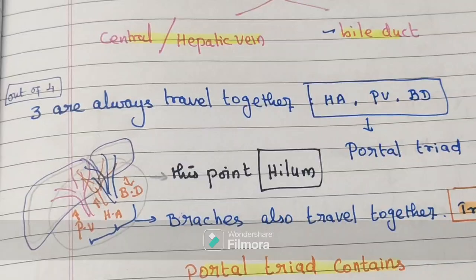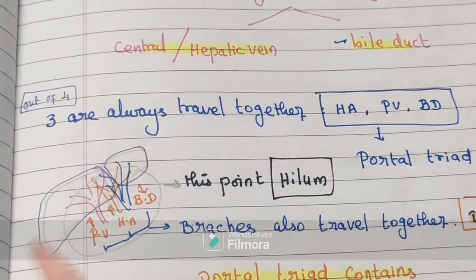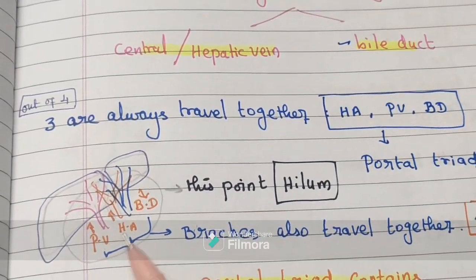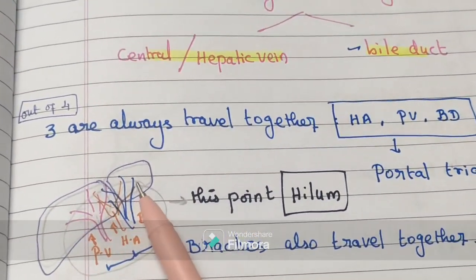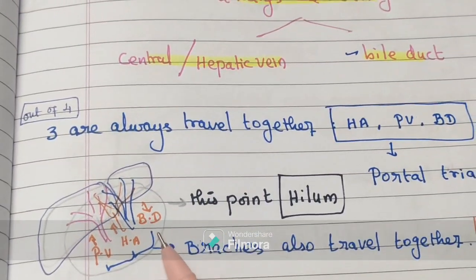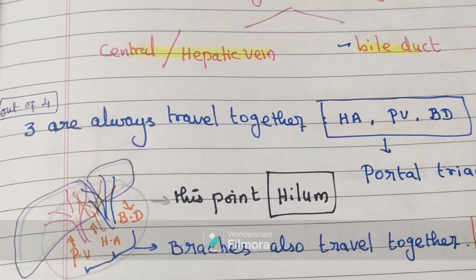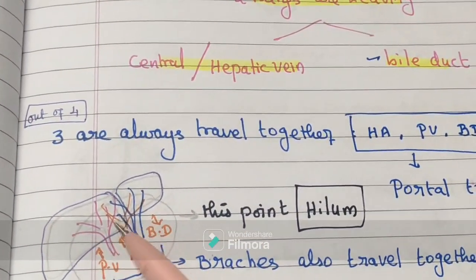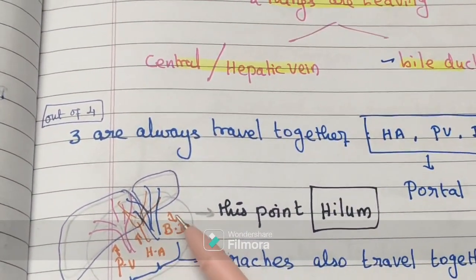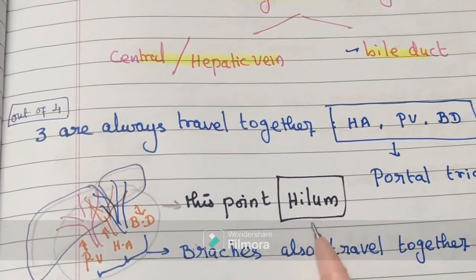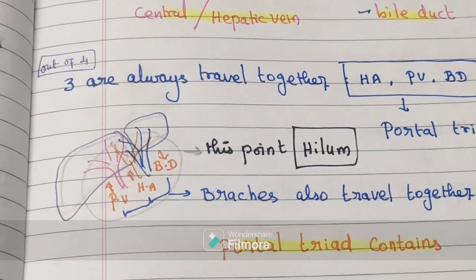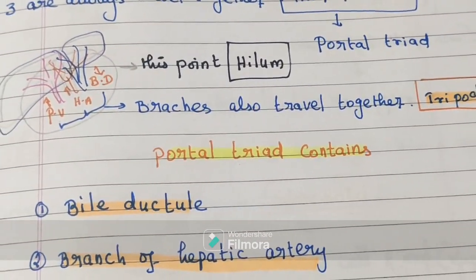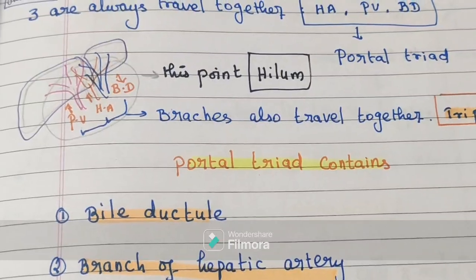At the surface of the liver, the hepatic artery enters the liver, and the portal vein also enters the liver. The bile duct only comes out of the liver, but the point of entry and exit are the same. So this point is known as the hilum. This part is called the hilum of the liver. On the hilum, two things are entering and one is coming out.